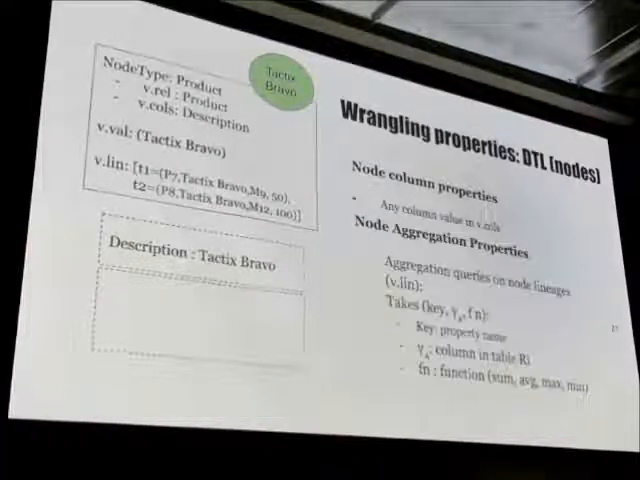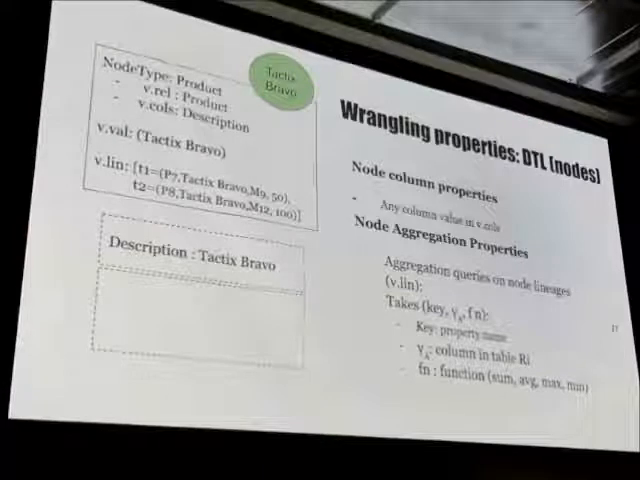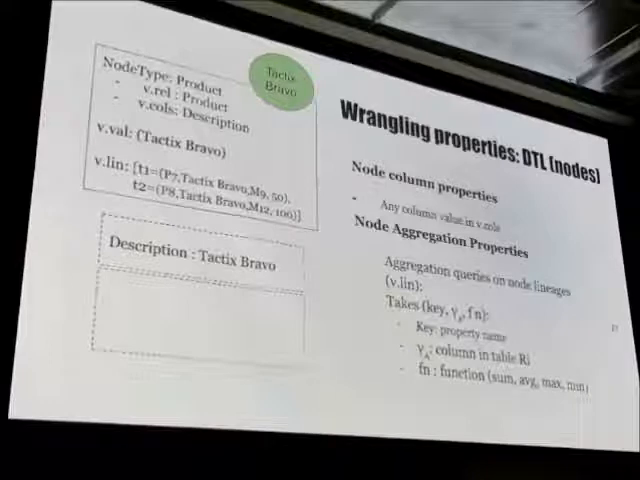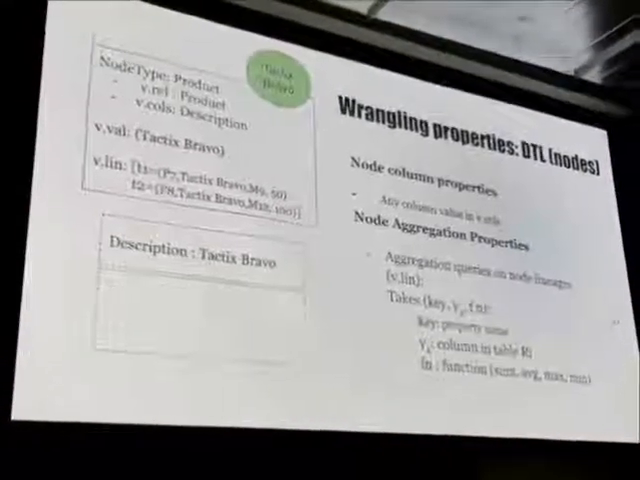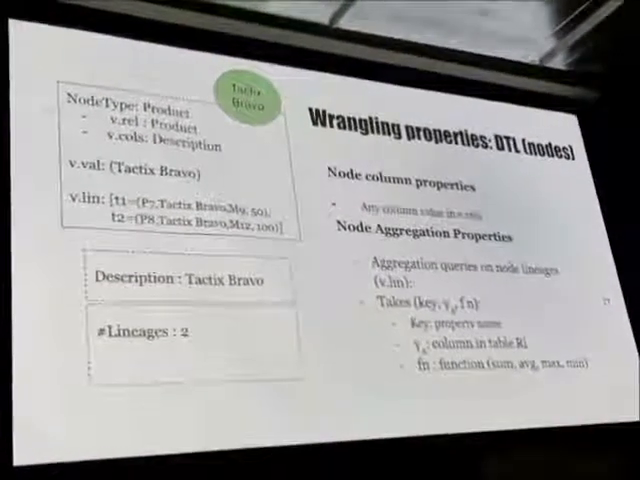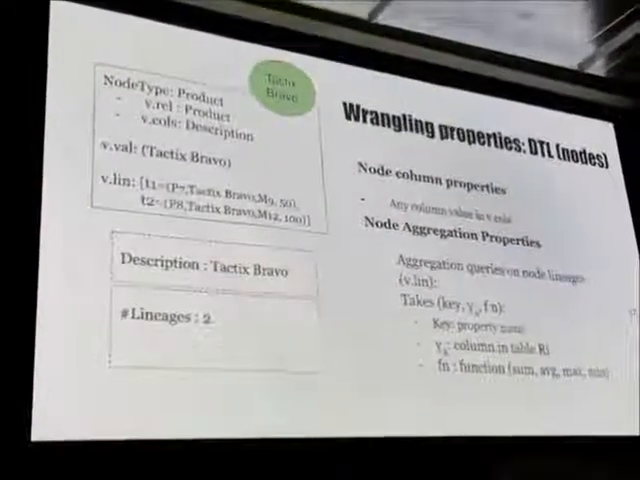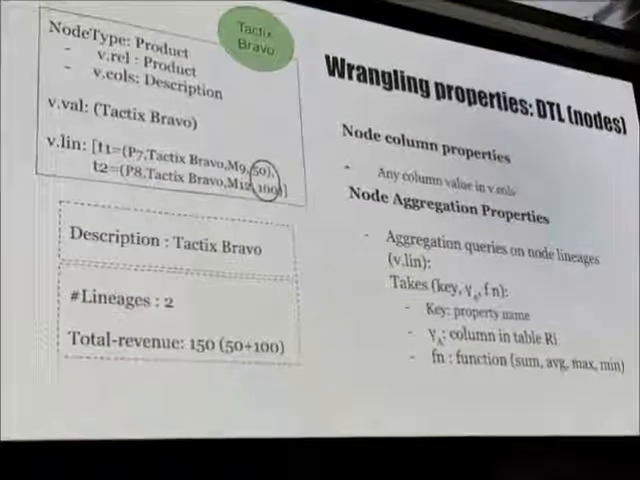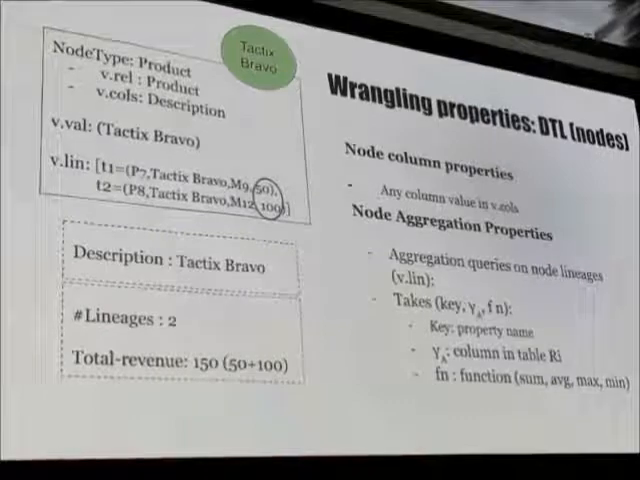And for aggregation properties, aggregation can be done on the node lineages. It takes the property name, the column on which the aggregation will be computed, and the function. It can be some average or maximum. For example, we can count the number of lineages that this Bravo has, like in this case, 2. And also like total revenue, where we can do a sum on some property we have.